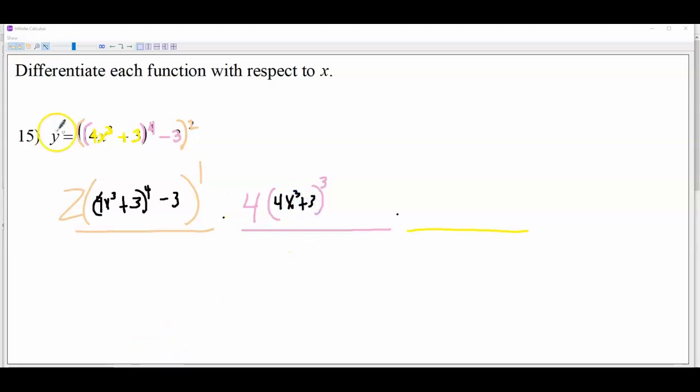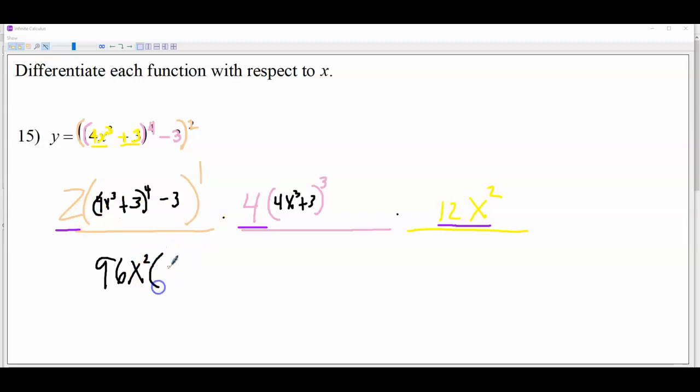Finally, we multiply by the derivative of the innermost function, which is the egg or the yolk itself, which is just going to be 12x squared at this point, because the derivative of that is 12x squared, and the 3 just goes away. And once again, I think you can probably expect that they're going to at least probably want you to multiply all the coefficients together. So I would put 2 times 4 times 12, which is going to be 8 times 12 is 96. And then the x squared just stays there.